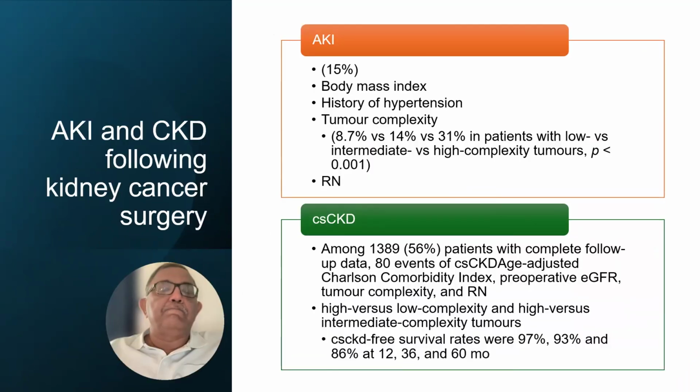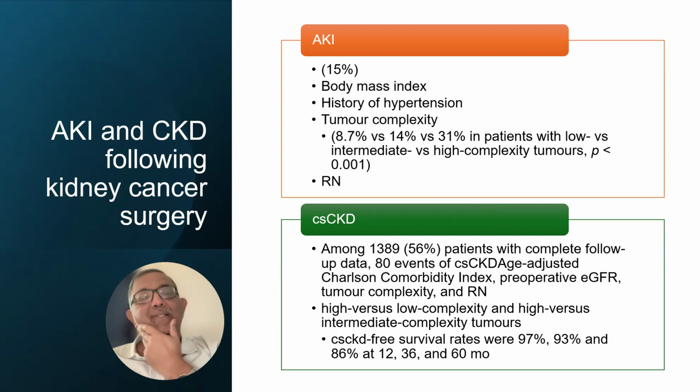AKI is a common observation after kidney surgeries, be it partial or radical nephrectomy. Development of AKI is seen in about 15% of the patients. It is essentially related to pre-existing conditions like body mass index, history of hypertension, the complexity of the tumor, and whether a radical nephrectomy is performed compared to a partial nephrectomy.